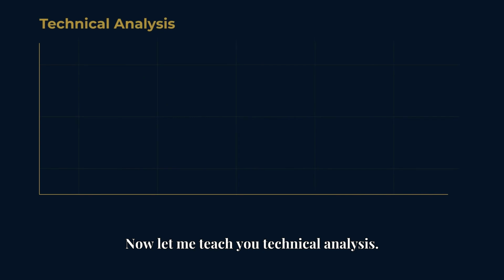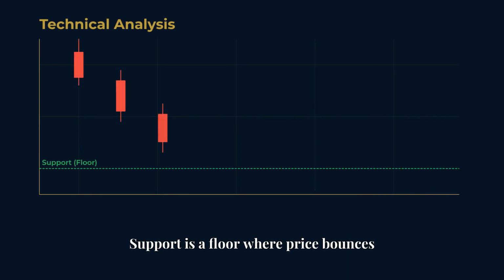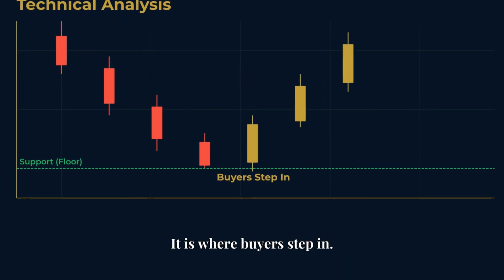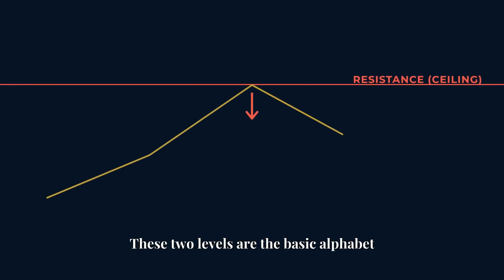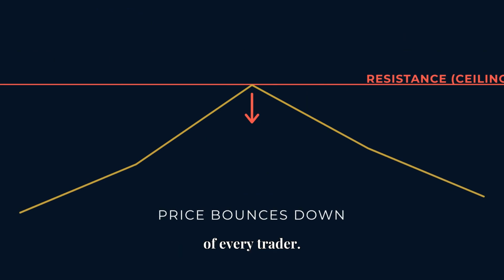Now let me teach you technical analysis. Support is a floor where price bounces up. It is where buyers step in. Resistance is a ceiling where price bounces down. These 2 levels are the basic alphabet of every trader.